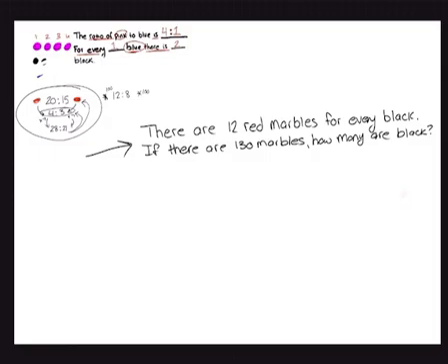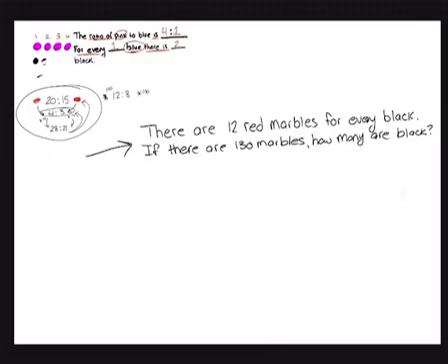Question 3 is what we call a part to whole ratio question. We're going to do a similar one for our review. So let's read the question. It says there are 12 red marbles for every black. If there are 130 marbles, how many are black? So anytime we have a ratio question, we want to make either a ratio table or a double number line. I'm going to make a table because I think that the strategy for a table is a little bit quicker because we don't have to skip count.